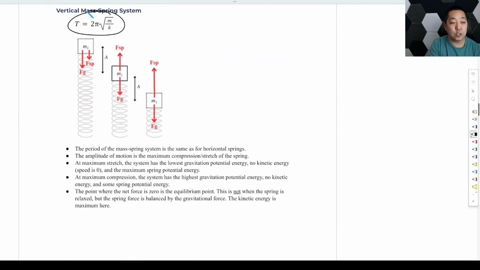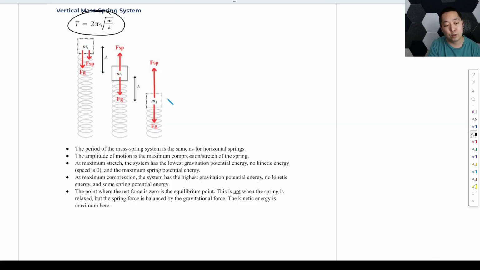Same period equation, still conservation of energy, but there's 3 forms of energy, which makes this one quite a bit trickier to deal with. You have the equilibrium, you have the top point, bottom point. You are converting between spring potential, gravitational potential, and kinetic energy. You always still have the maximum kinetic energy in the equilibrium position, but you have an exchange of potential energy, spring or gravitational potential energy, depending on where you're located.